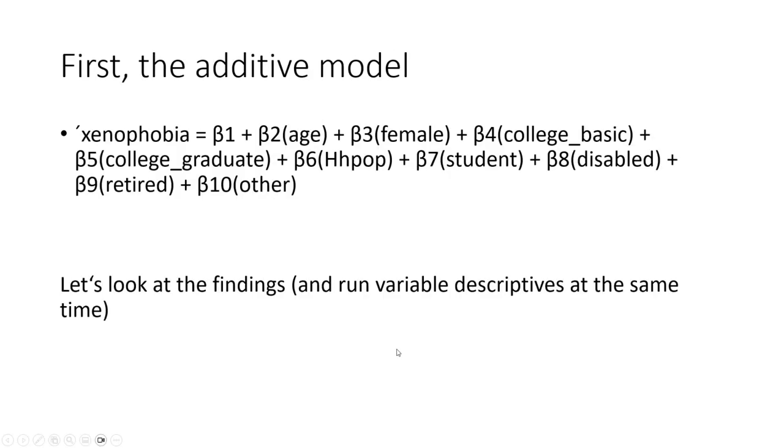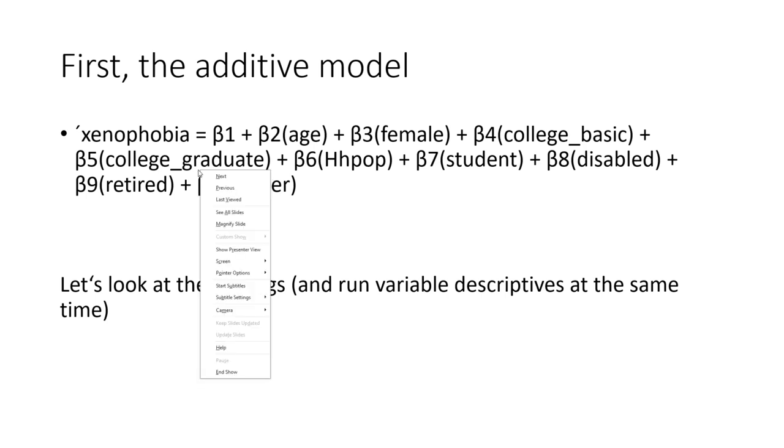Anyway, so first the additive model. This would be our additive model. So without the interaction effect, xenophobia is a function of age, female, college basic and college graduate, household size, work status, whether you're student, disabled, retired, or other. Okay, so that's going to be the additive model. So let's first look at the findings for the additive model.